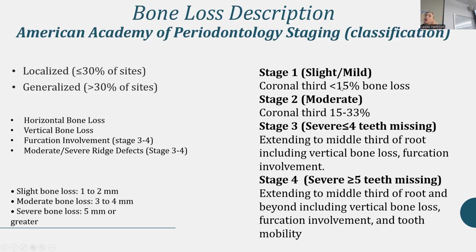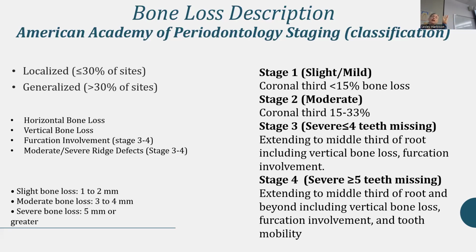Coronal third, so the bone loss is only going to be in that part. If you take the roots and divide them into thirds, this bone loss will be within that coronal third, that top third. And it's got to be less than 15% of the overall bone. So it's not very much. So it's 1 to 2 millimeters of bone loss. Stage two is still in that coronal third, and it can be as much as that full third of the whole length of the root.